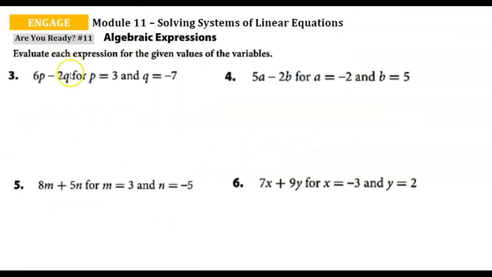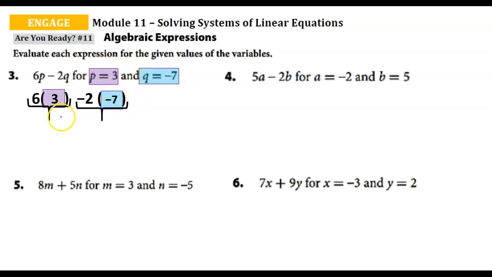All right, going on to the engage activity, substitution or evaluation. It pretty much just means we're going to replace these letters, as you can see here, 6p minus 2q. All we're doing is, instead of writing the letters p and q, we're replacing them with the numbers that they tell us in the problem to use. So all I'm doing is replacing, and then we're working some stuff out. So 6 times 3, we're going to work that out, and -2 times -7.